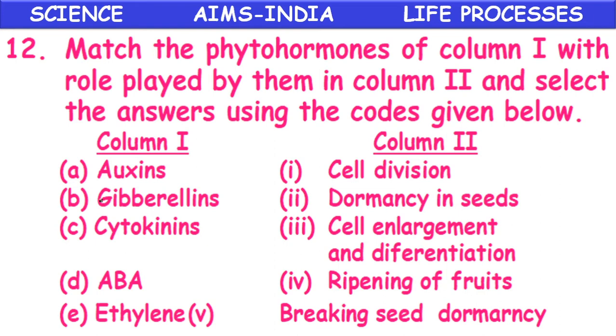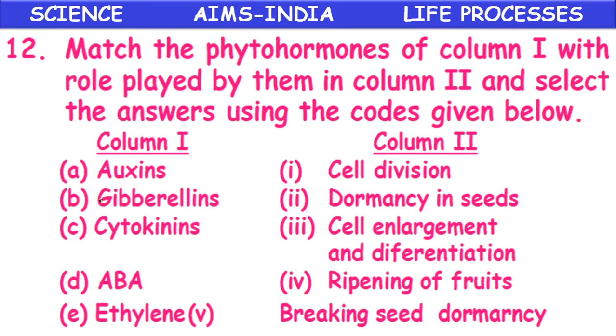So, match the phytohormones, means plant growth hormones, in column 1 with the role played by them in column 2 and select the answers using the codes given below. So, first column 1, column 2 let us study. Column 1: auxins, gibberellins, cytokinins, abscisic acid and ethylene. These are all the plant growth substances or plant hormones.